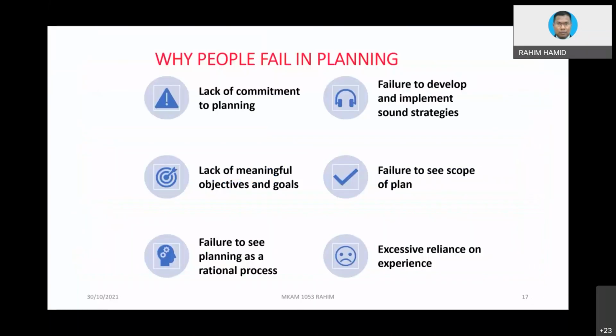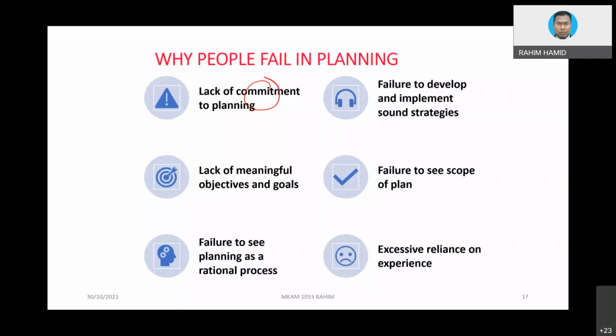Why do people fail in planning? Lack of commitment. For instance, people think that planning is simply a requirement of the contract. During the tender, you normally need to submit your CPM diagram because it is a tender requirement. If it is not there, your tender could be rejected because you do not fulfill the checklist. Then, once you are awarded the project, within 2 weeks, for instance, you need to submit a detailed CPM diagram to the client again.